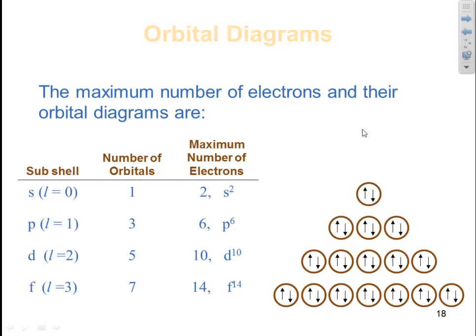The maximum number of electrons in the orbital diagrams are as follows. For the s block, you have 2 electrons to account for, so there'd be one circle with 2 electrons, one up, one down. For the p orbitals, we have 3 orientations, -1, 0, +1, so you have 3 up and 3 down. For the d block, you have 5 orientations, so you have 10 electrons, 5 up, 5 down. And for the f block, you have 7 circles, so you have 7 up and 7 down.